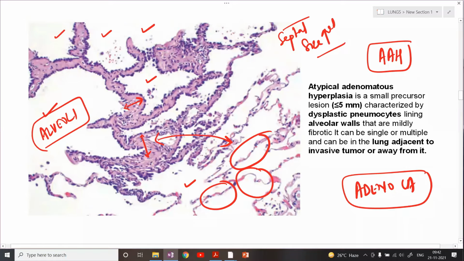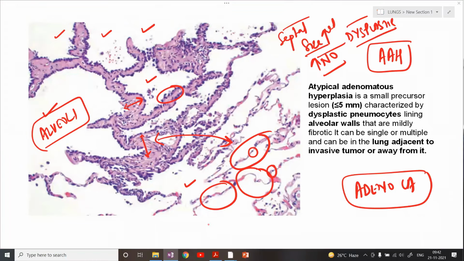Also, if you compare, look at the cells lining this part and look at the cells over here. There is not only an increase in number of cells, they are also slightly more hyperchromatic and dysplastic in nature as compared to the cells elsewhere. Is this point clear to everyone?